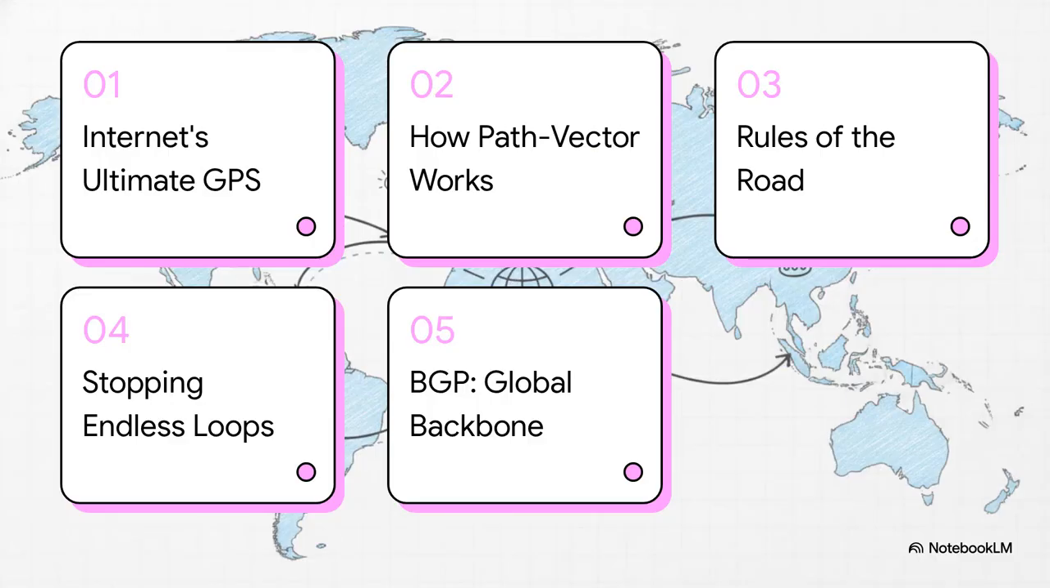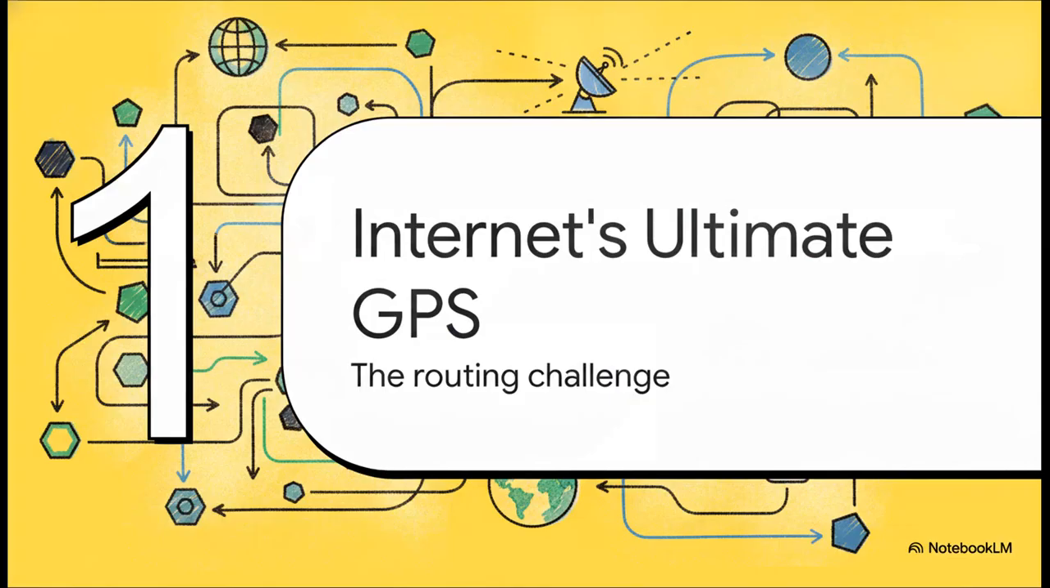Here is our roadmap for demystifying the invisible mechanics that keep the global internet functioning. We're going to cover: 1. The internet's ultimate GPS. 2. How path vector works. 3. Rules of the road. 4. Stopping the endless loop. And finally, 5. BGP, the global backbone.